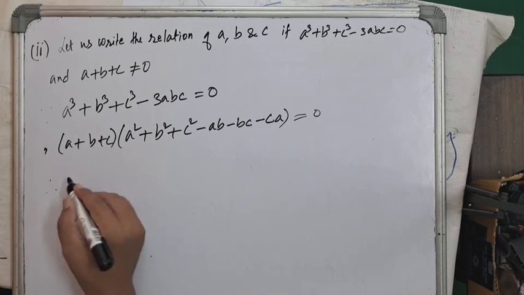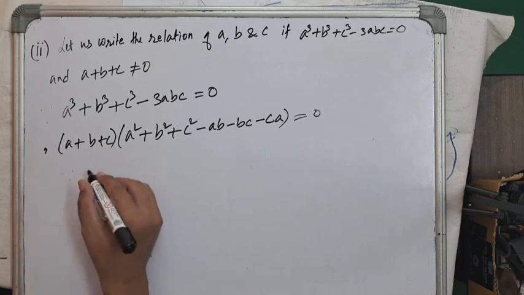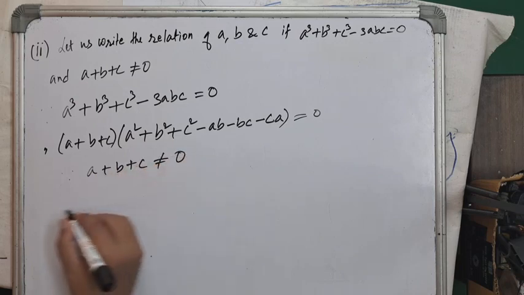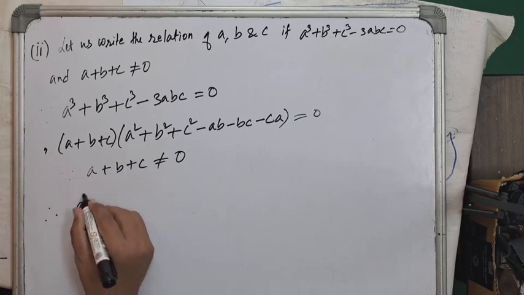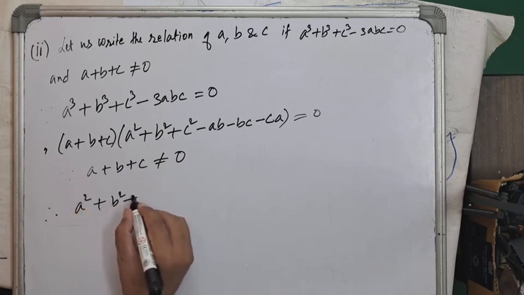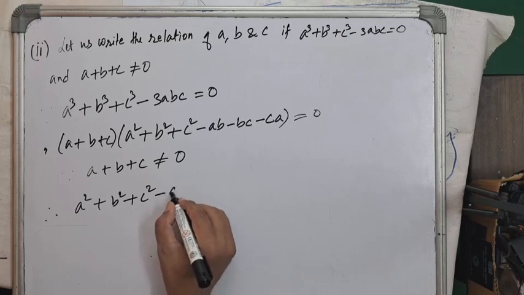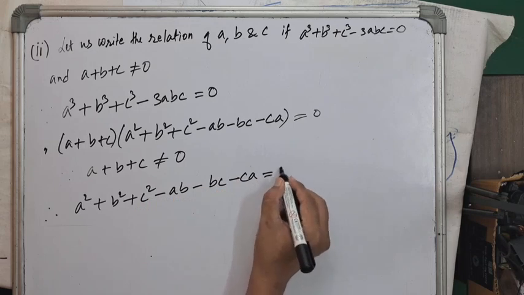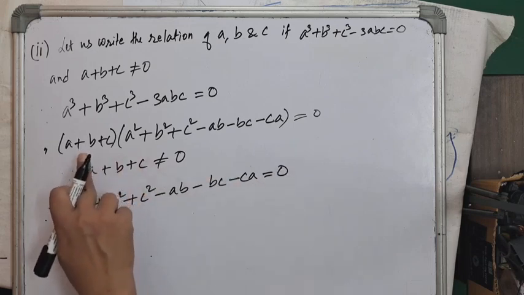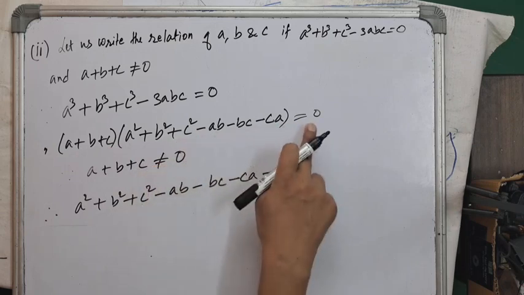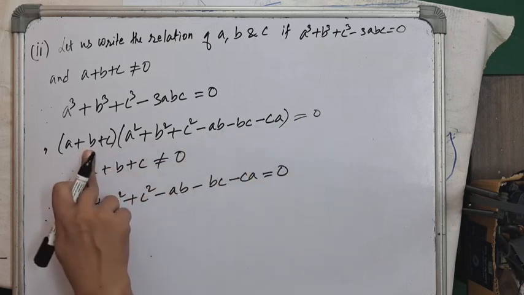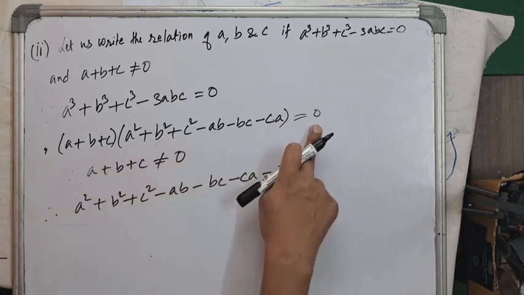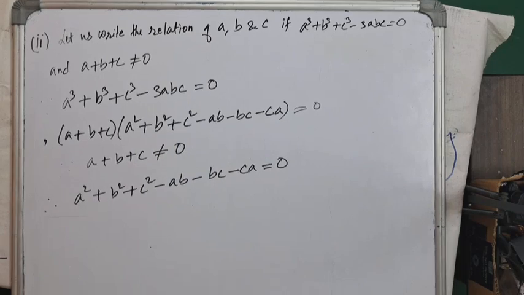Therefore, since A plus B plus C is not equal to 0, we must write A square plus B square plus C square minus AB minus BC minus CA equal to 0. Among the product of these two numbers equal to 0, if this is not equal to 0, then this must be equal to 0. So this into 0 will give us 0. This means this is equal to 0, isn't it?